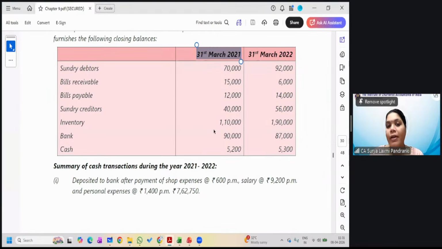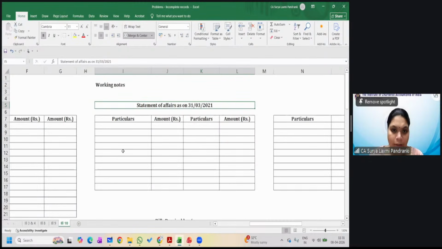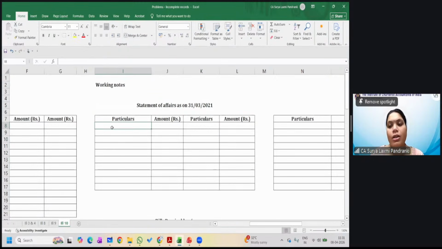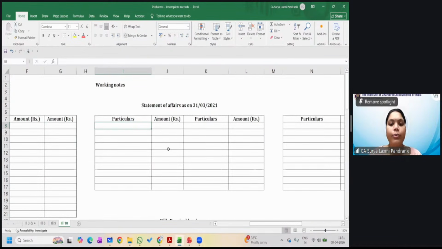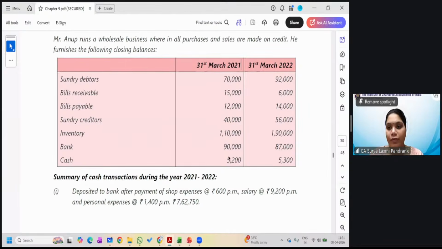Okay. Why am I doing this statement of affairs as on opening date? Can I finish my problem without doing this? To know the capital account, right? I mean, I need to know what is the opening capital. For that, I'm going to do this. Otherwise, not needed. But if opening capital is given to you, this is not needed. Since it is not given, we are going to do that, right? So what all will come under your statement of affairs? Nothing but the information, whatever we have here. Correct?